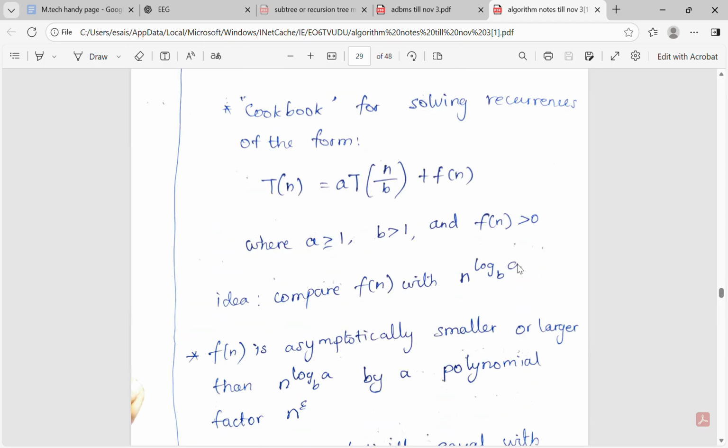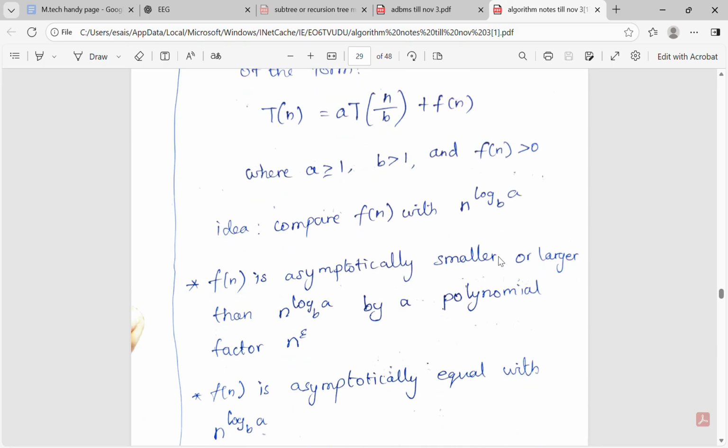So in the Master's method, the given problem looks like the form T(n) = aT(n/b) + f(n). Whatever the number here, it will be a, which should be greater than or equal to 1, b, which will be greater than 1, and f(n), which should be greater than 0. So we will be comparing f(n) with n^(log_b a). The b value we take from here, the a value we take from here.